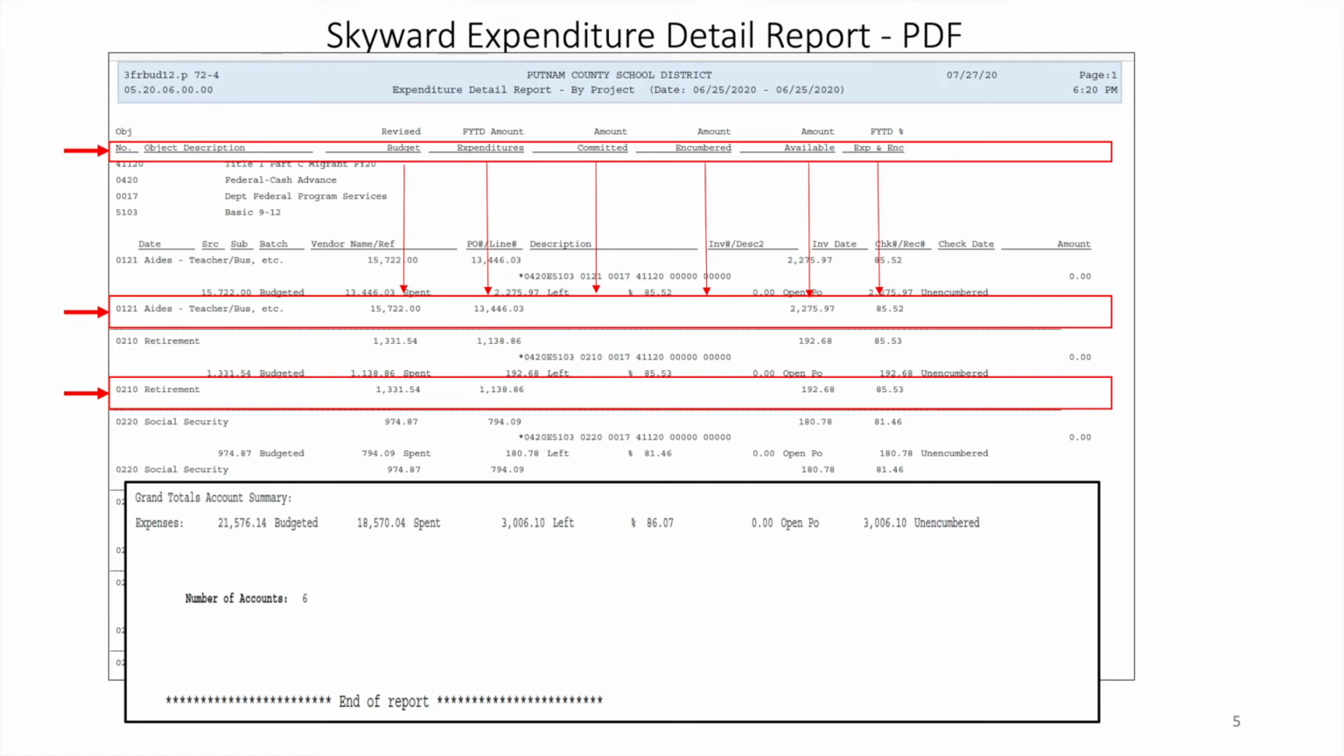Whenever a PDF version of this report is run, it's always best to go ahead and scroll to the bottom just to get a quick snapshot of exactly how much is left overall. And in this case, I've embedded the table in the bottom. It shows that this grant began with $21,576.14. Overall, $18,570.04 has been spent, and $3,006.10 is still left available to spend.